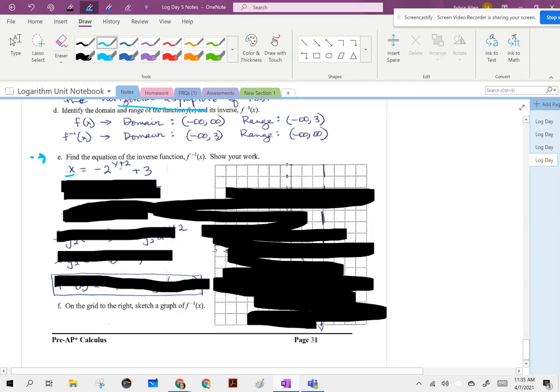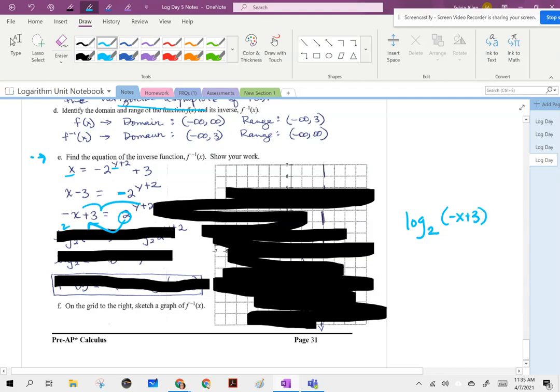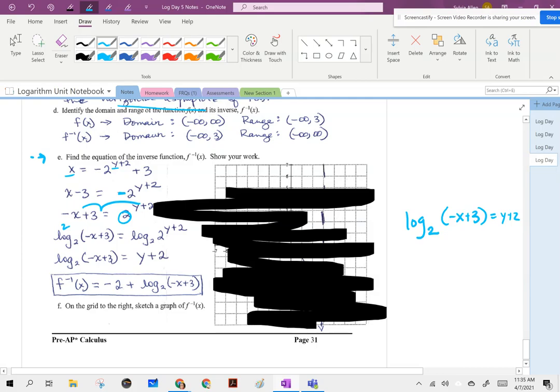Again, you are switching the x and the y. We're going to subtract 3. That means we're also going to multiply by a negative. Okay, and then now we're going to raise it to log base 2, or the definition. I like doing the definition. Definition says, write the word log. This is your base. This is going to be your argument, and it's going to equal your exponent. Okay, either way, you end up getting to the same spot. Subtract 2 and replace y with f inverse.